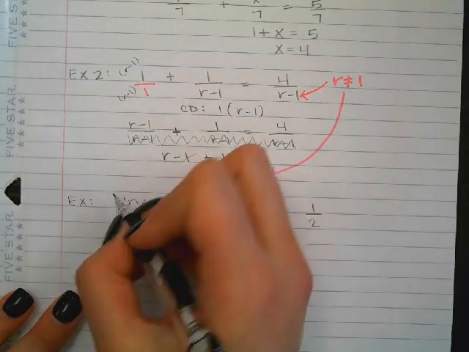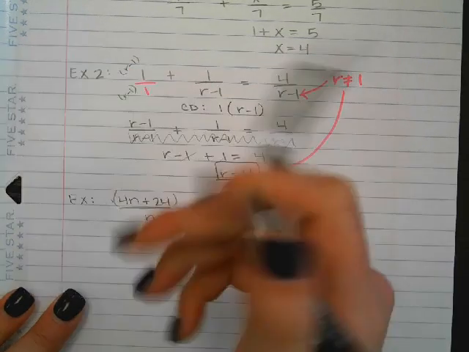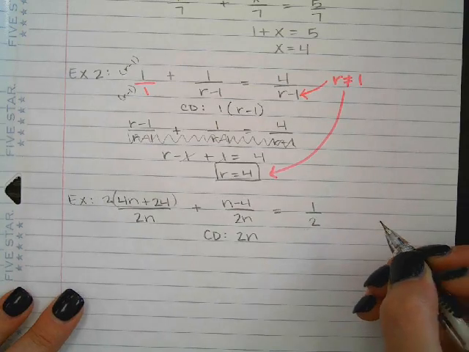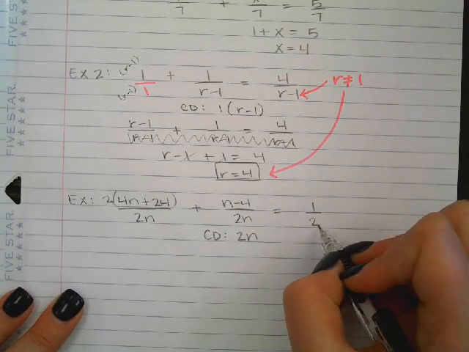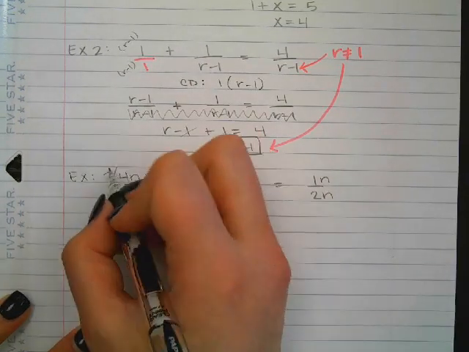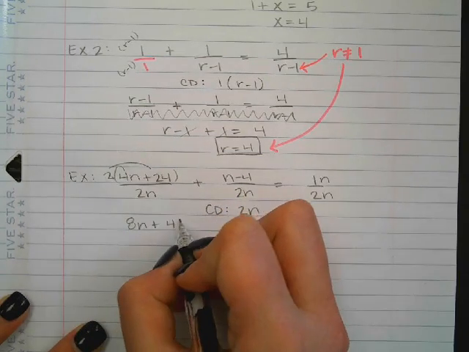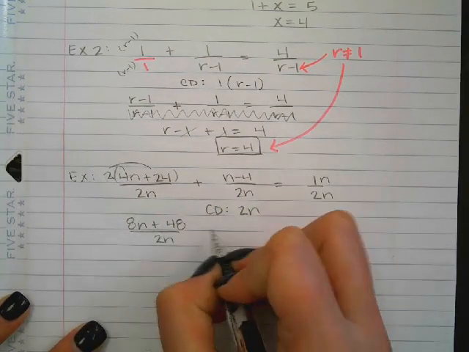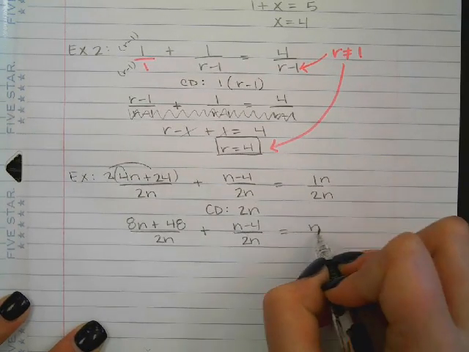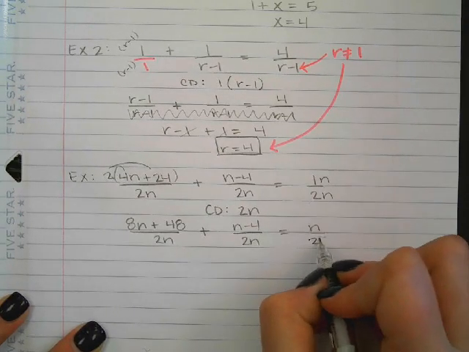So the first fraction is going to multiply by 2 on the top and the bottom so that it has that common denominator of 2n. This one already had the common denominator, and then this one needs to multiply by n on the top and the bottom. So I have 8n plus 48 over 2n plus n minus 4 over 2n equals n over 2n.